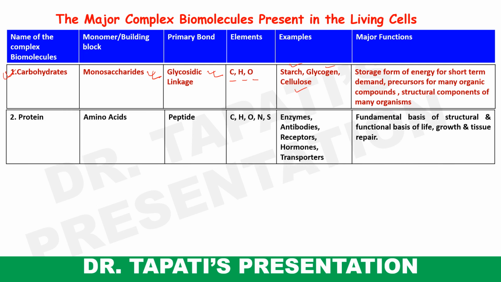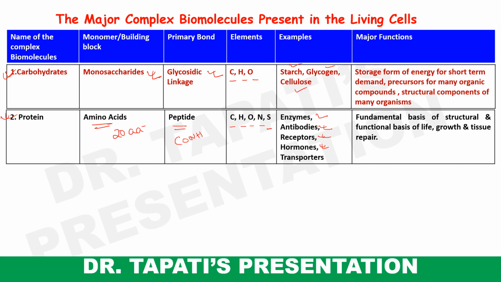If you consider protein molecule, it is composed of amino acids. Mainly 20 amino acids are present. The amino acids are attached through peptide bonds, CONH bond or peptide bond. Primary elements are carbon, hydrogen, oxygen, nitrogen, and sulfur. Examples are enzymes. Enzymes are mostly made up of proteins except ribozymes, which are made up of RNA molecules. Antibodies are glycoproteins.